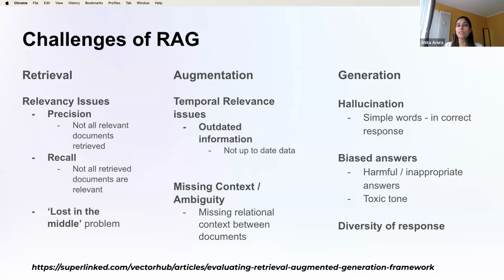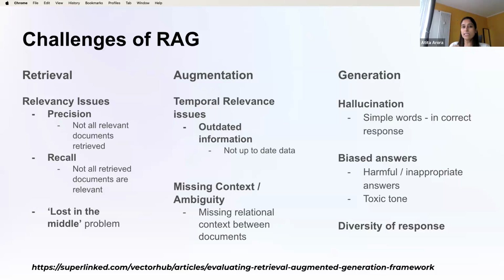Along with that, the lost in the middle problem as well, which was quite a rage, and which is probably one of the major reasons why chunking became so hot. Augmentation has its own challenges. It's like making sure what kind of information to augment with the prompt, or sometimes understanding the missing relationship between the context and the query that has been asked.